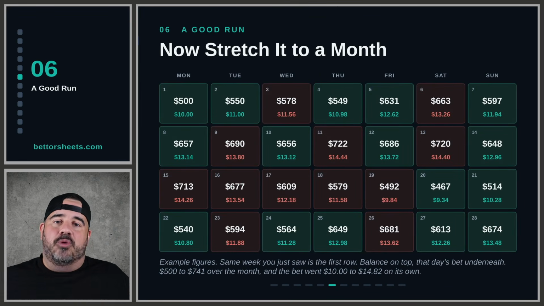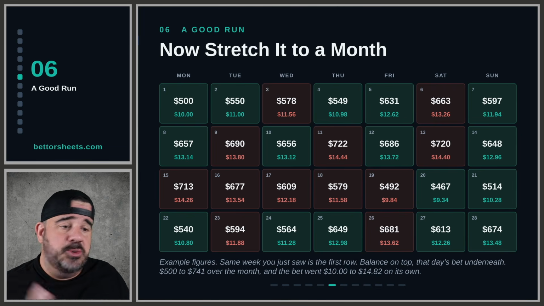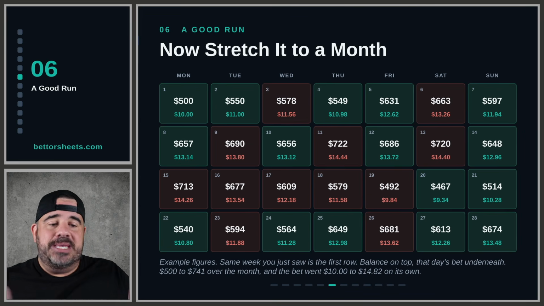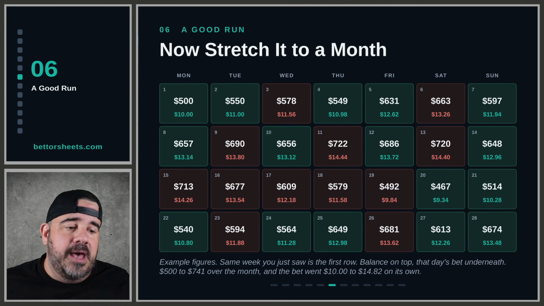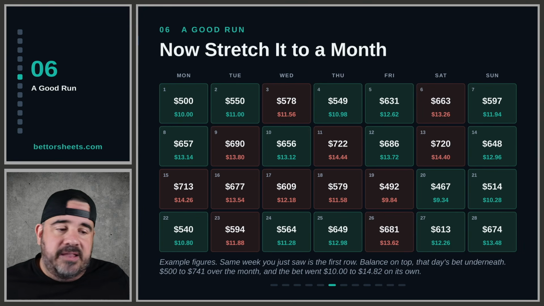Now let's stretch that bad boy to a month. Look at this. And this is a typical month you will see anybody post online. You see the pick people post this, and you'll see lots of green. You'll see a stretch of red. In this example, you see how we started with 500 on the first on Monday. And at the end of the month, yes, we're only at 674. We only made $174, but we're only betting 10 to 15 bucks each.